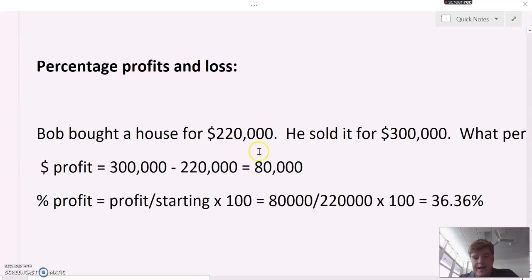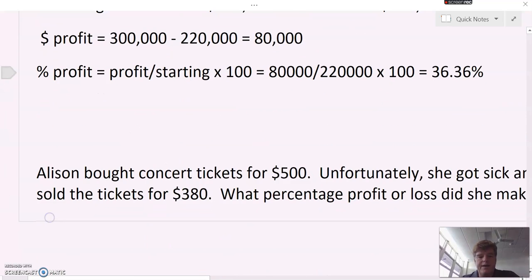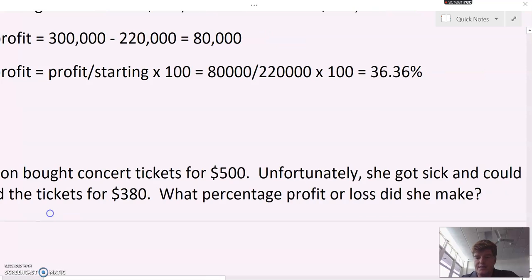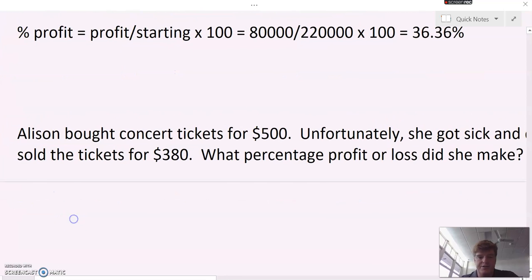So simply calculate how much it is and then find the percentage by saying it's the profit divided by the starting amount multiplied by 100. What about when we go the other way? Alison bought some concert tickets. She got sick. She couldn't go. She sold the tickets for $380. What percentage profit or loss did she make? Well, she's bought the tickets for $500 and sold them for $380. She's made a loss. So let's calculate the dollars loss first.